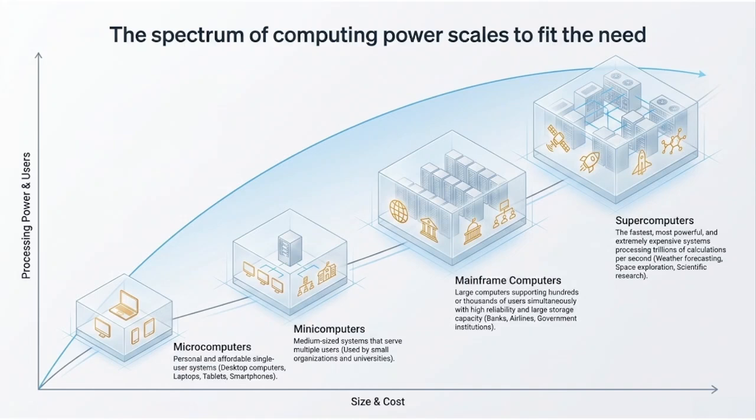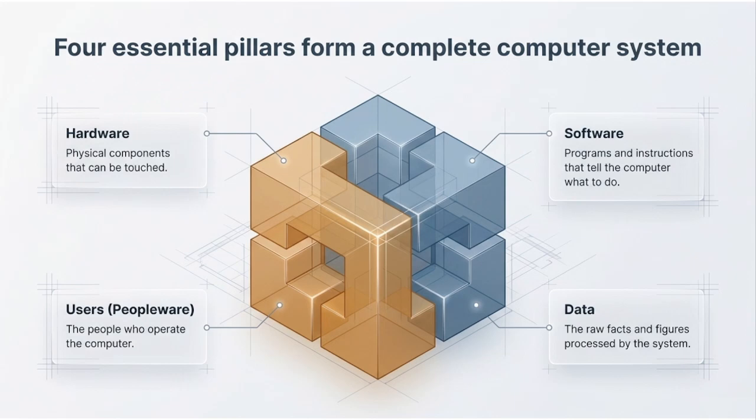Up next, we have the mini computers, which serve medium-sized organizations. And finally, we have the microcomputers, which include personal devices like the one you are using right now, the desktop computers, the laptops, the tablets, and also the smartphones. As we move from supercomputers to microcomputers, remember the size and the cost decrease. However, accessibility increases.